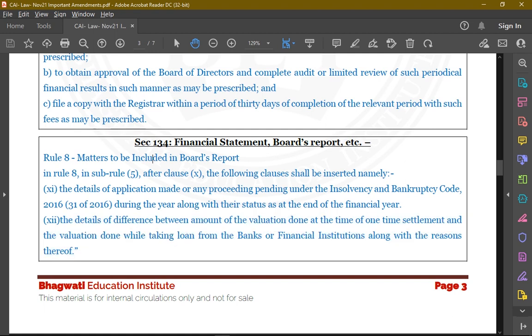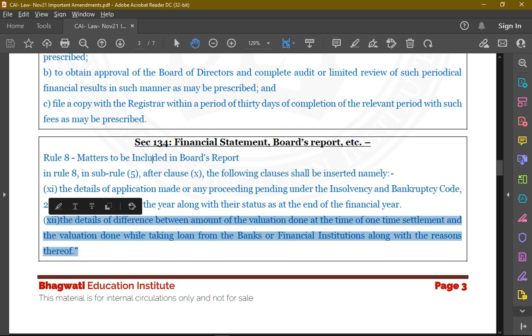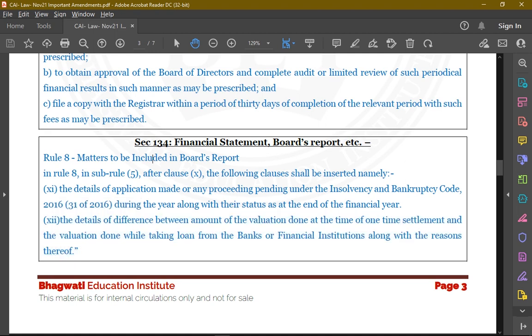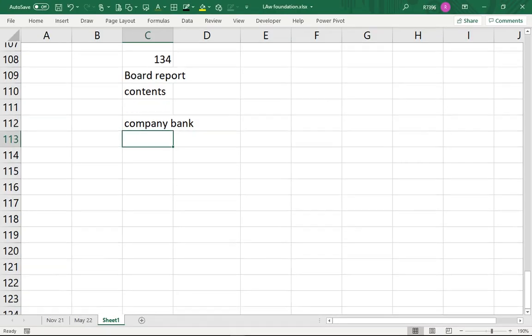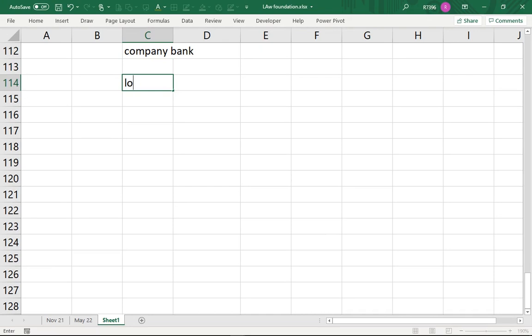What it says is that the details of difference between the amount of the valuation done at the time of one-time settlement and the valuation done while taking loan from the banks or the financial institution, along with the reasons thereof, we have to provide. Now many of you may think, what is new in that? Okay, you tell me one thing. If any company goes to take a loan from the bank, what will it do? Will it increase the value of assets or will it show less values?